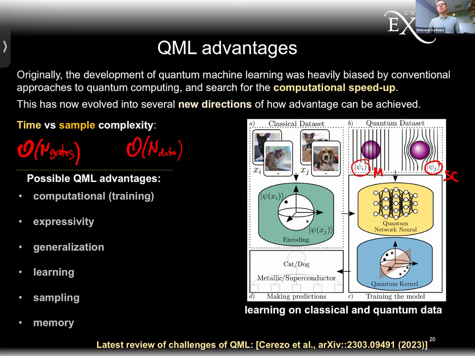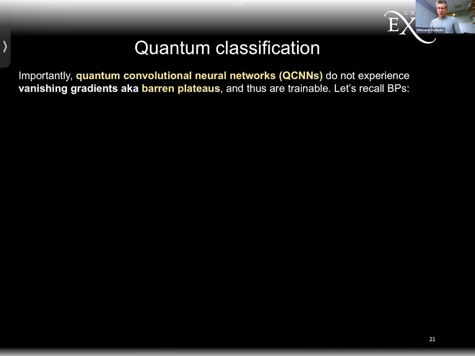Okay, and with these QML advantages, let me just mention that I don't know if it was considered in the previous lectures, but we also need to briefly mention vanishing gradients and barren plateaus.